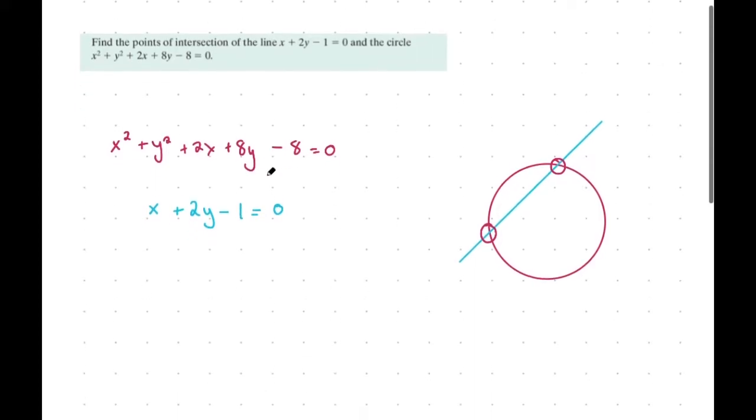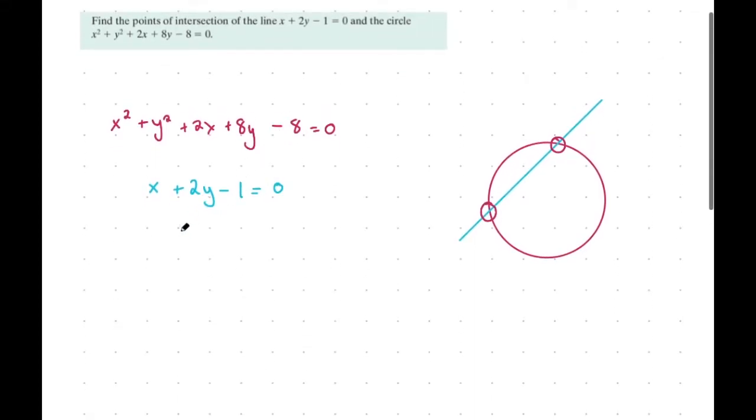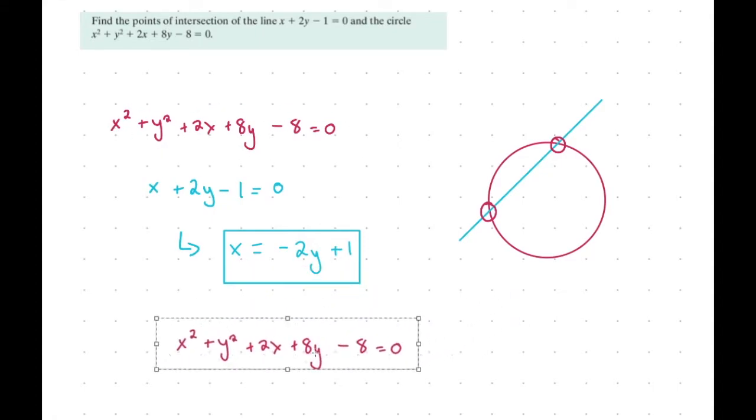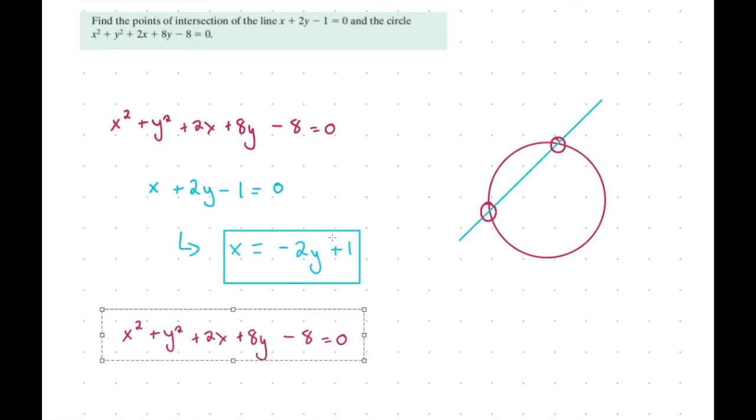So what I'll need to do is rearrange the linear equation to give us x equals minus 2y plus 1 when you bring that over. And then I'm going to substitute that back into the original circle equation. So in the place of x, I'm going to replace it with minus 2y plus 1. So that's going to go in here and in here.